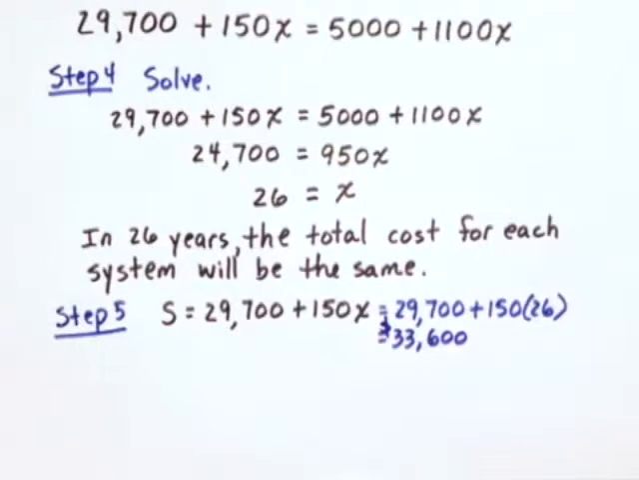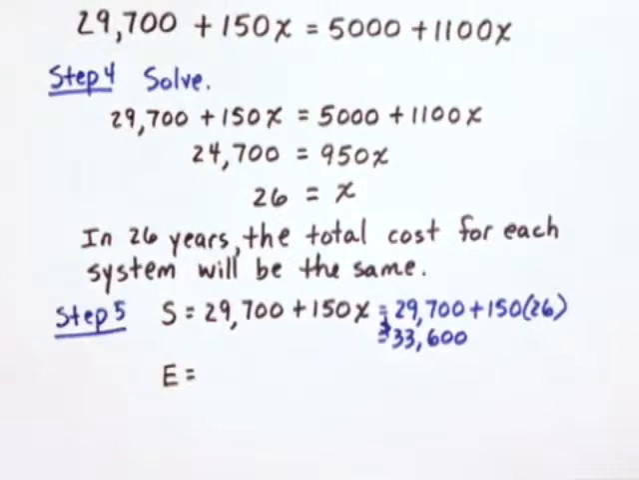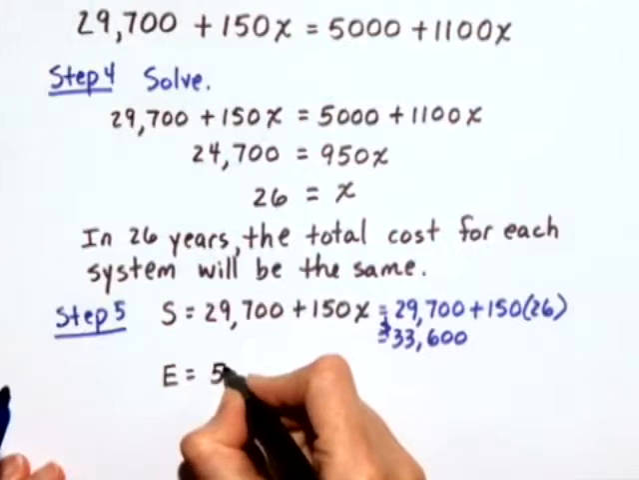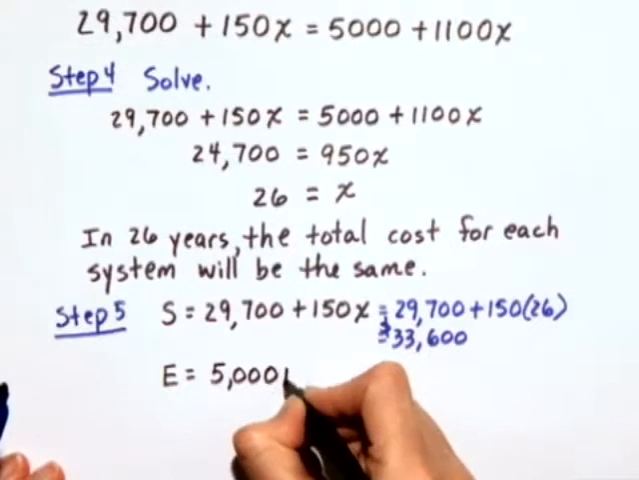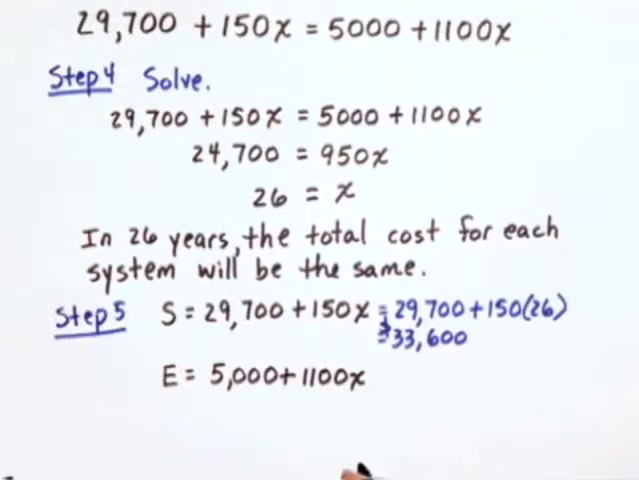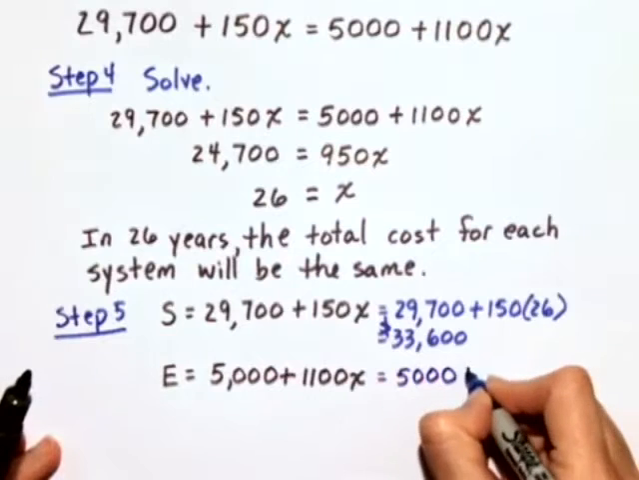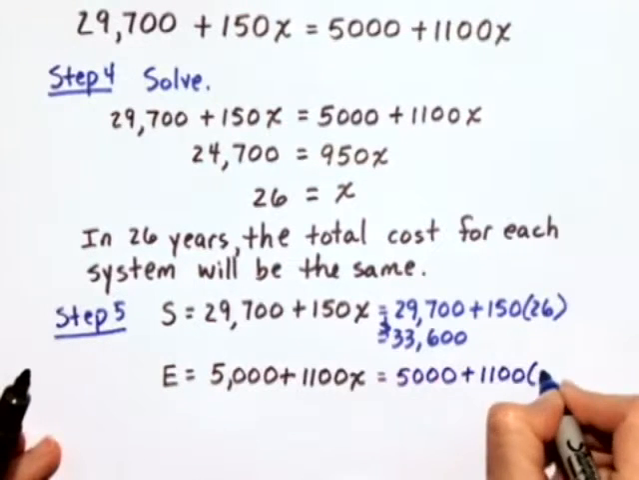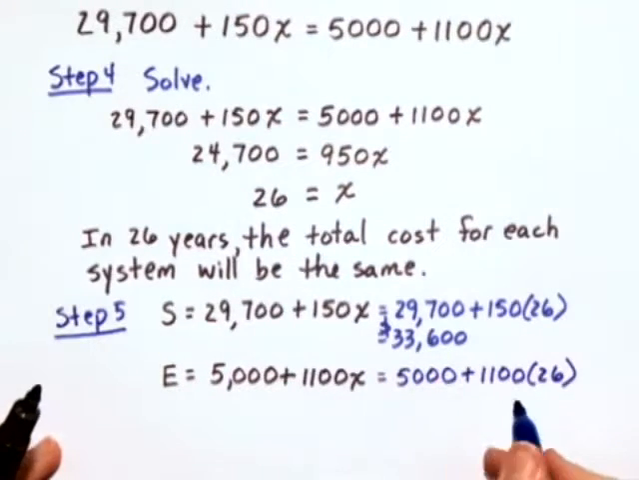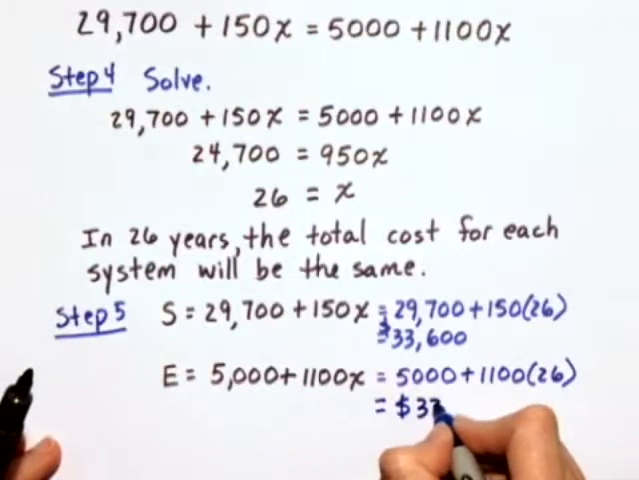Now, let's check to make sure that the total cost for electric is exactly that same amount. The electric cost for heating was $5,000 plus $1,100x. So if we substitute in 26 for x, that will give us 5,000 plus 1,100 times 26. And if we calculate this amount, we also get exactly $33,600.